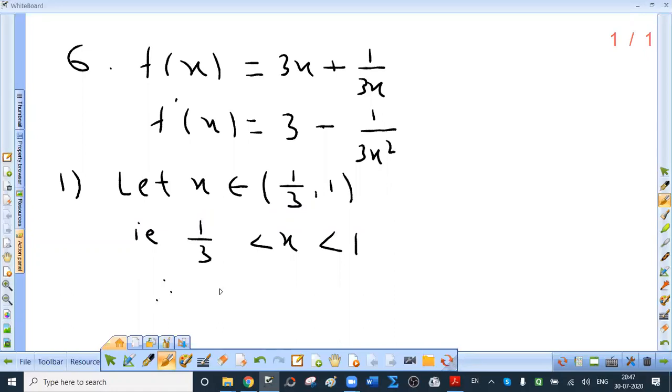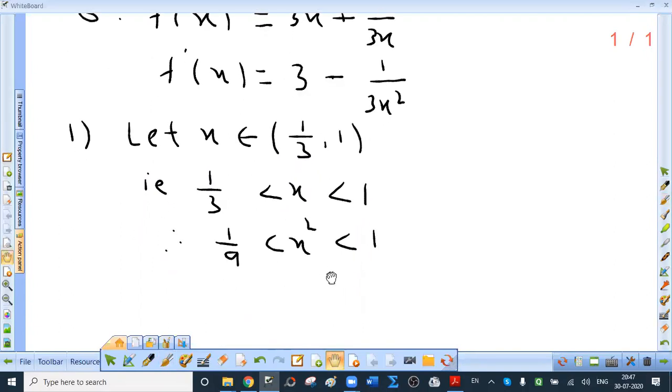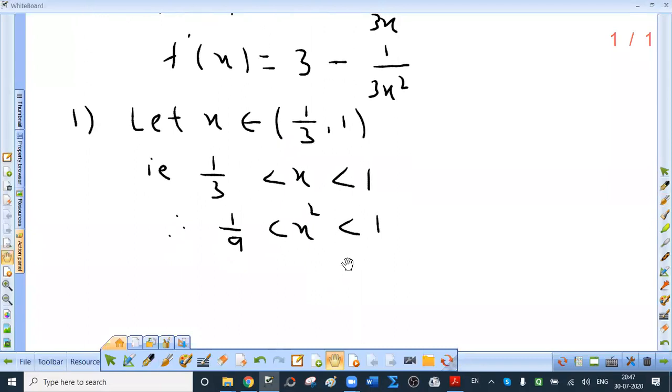Therefore I will say 1 upon 9 less than x square less than 1 square, which is 1. Is this correct? Yes. After this, we need 3. Therefore, multiply by 3. So, 3 by 9 means 1 by 3 less than 3x square less than 3.